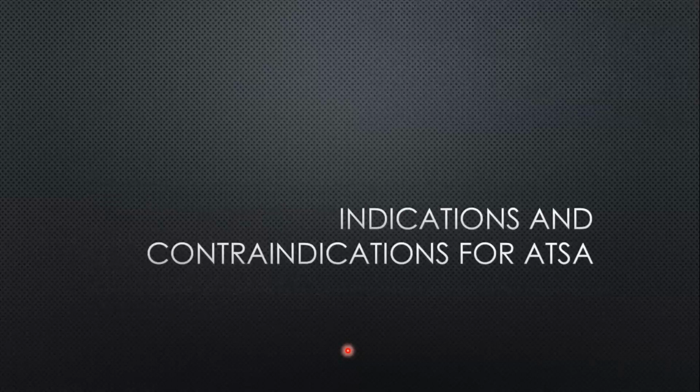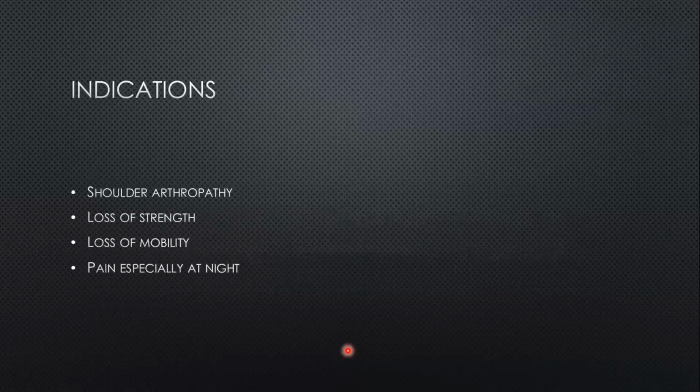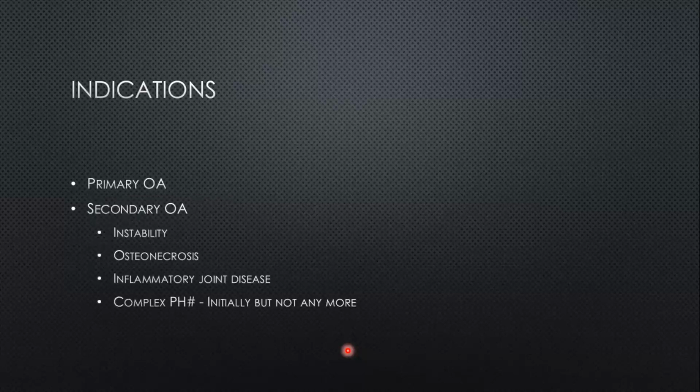So what are the indications and contraindications for anatomical total shoulder? Indications can be shoulder arthropathy, loss of strength, loss of mobility, pain, especially at night. These are the things that the patient will tell you. So clinically, we come across primary OA and in some cases secondary OA caused mainly because of instability or osteonecrosis or inflammatory joint disease. In previous times, complex proximal humerus fractures were also included as an indication for ATSA. However, in recent times, it has been understood that ATSA is not the ideal choice for a proximal humerus fracture, especially the complex ones, type 3, type 4 and all. So we'll come into that also.